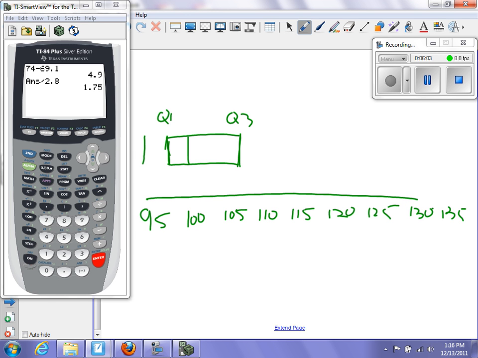What's my IQR? Well, I may need to know my IQR. My IQR is going to be my Q3 minus my Q1, so 105.5 minus 97, which, I have that written down here, is 8.5. That's my IQR. And if I multiply my IQR times 1.5, that's going to give me 12.75.